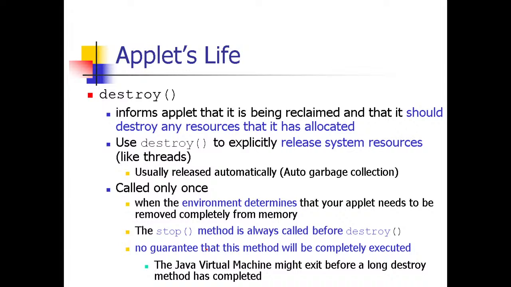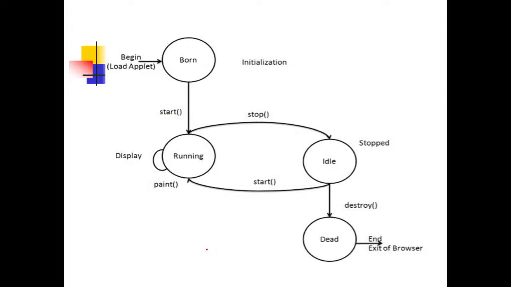It is also called only once, when the environment determines that your applet needs to be removed completely from memory. The stop method is always called before destroy. First you have to stop your applet's execution, and then you can destroy it. There is no guarantee that this method will completely execute, so the Java Virtual Machine takes care of destroying the applet. So this is my lifecycle graphically.